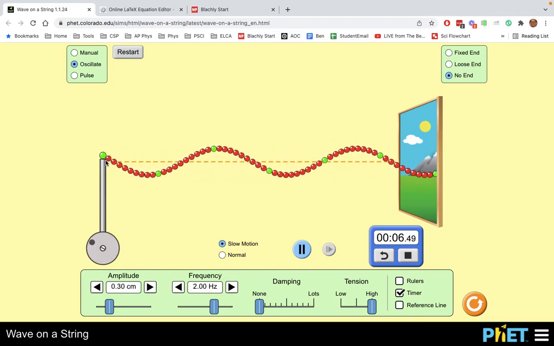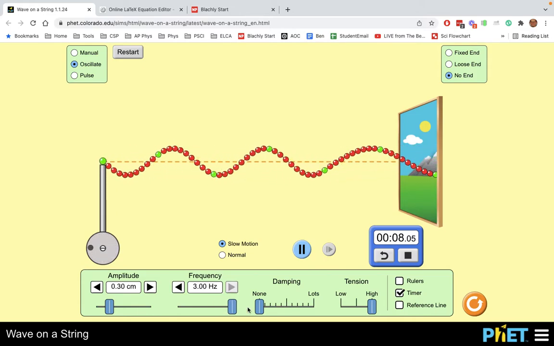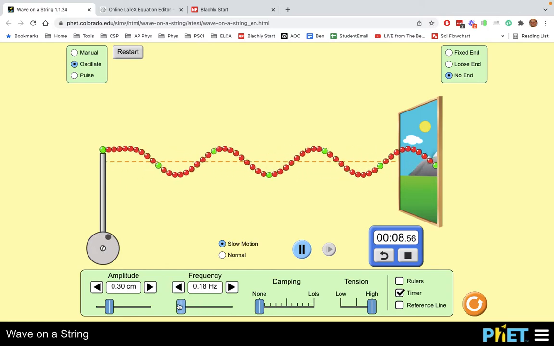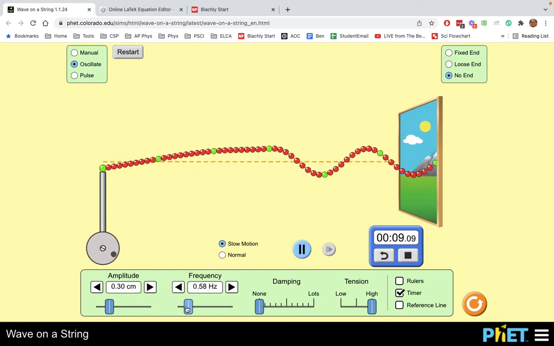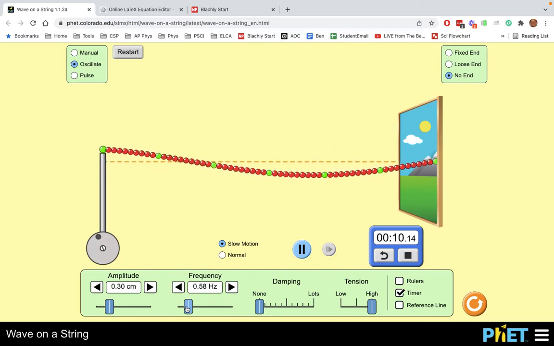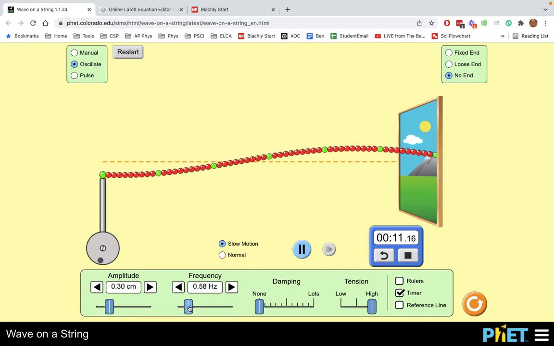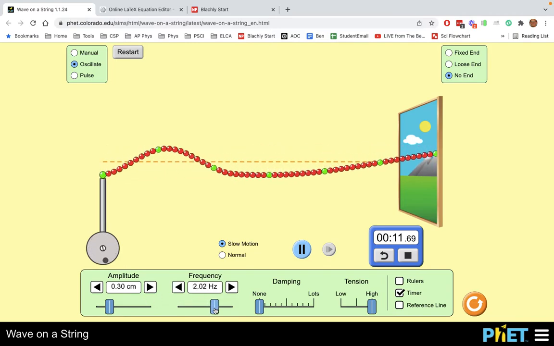It's also the number of waves that are created every second. If we have a high frequency, we are making lots of waves every second. And if we have a small frequency, we're making very few waves per second. In fact, this is only making half a wave every second. Okay? The next thing we want to look at is the period.